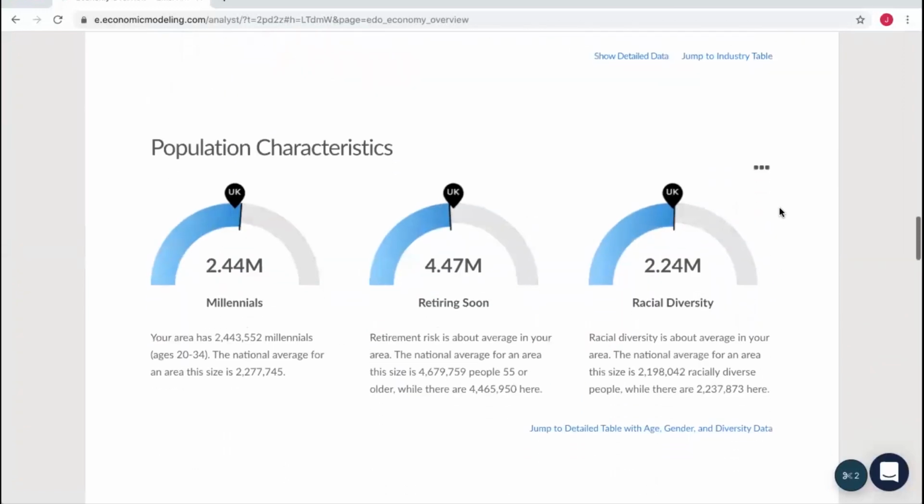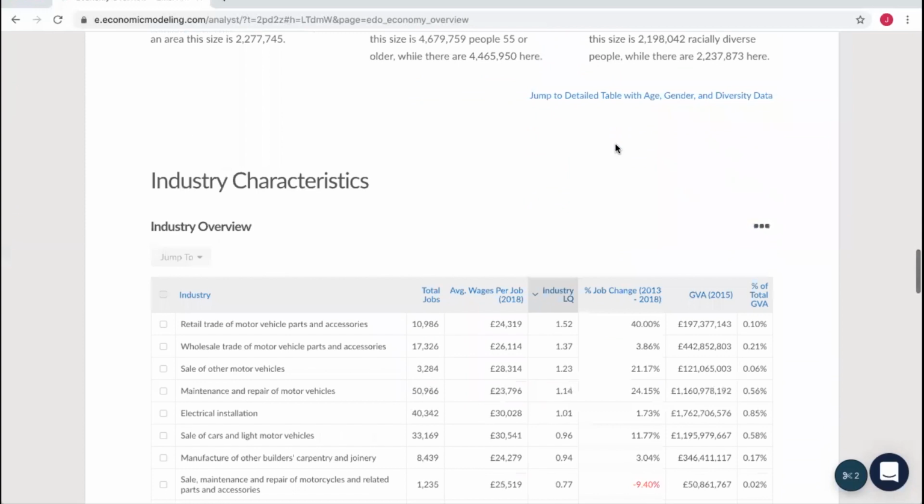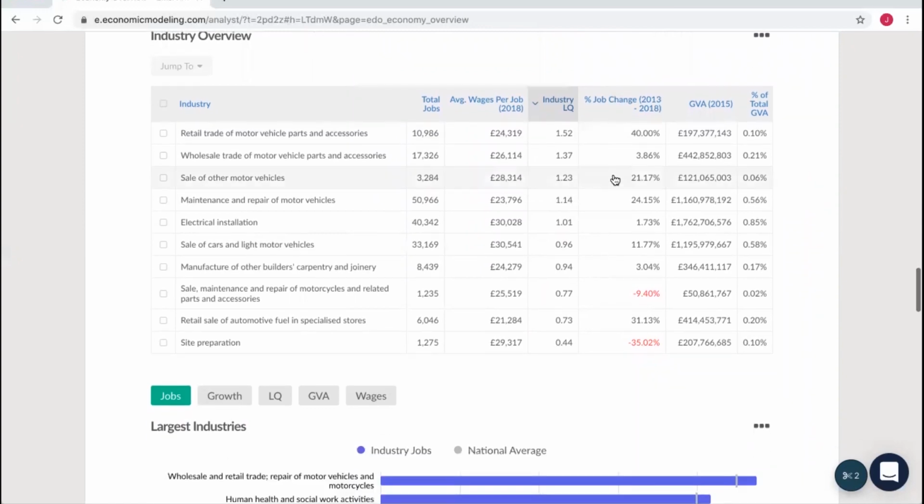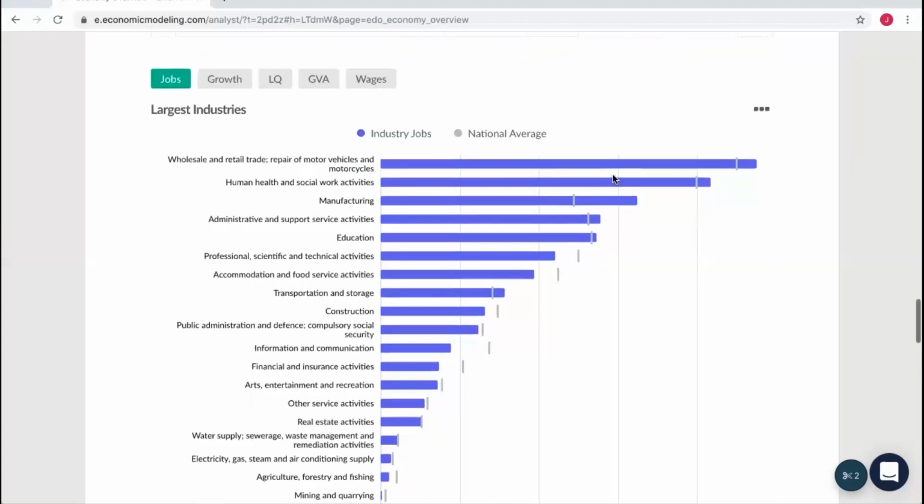In terms of population characteristics, we are looking at quite a broad area, so this doesn't surprise me too much. In terms of millennials, we can see 2.44 million millennials, so that's people aged between 20 and 34, and that is a higher concentration than the national average. Retiring soon is a slightly lower concentration than the national average, and just to point out, that is for people in the 55 and older age bracket. And racial diversity is pretty much in line with the national average. I'm not going to talk through the detail in this table. This looks at some of the industry characteristics in the area, but I'm going to touch on those a little bit lower down in the report in a more interactive way.